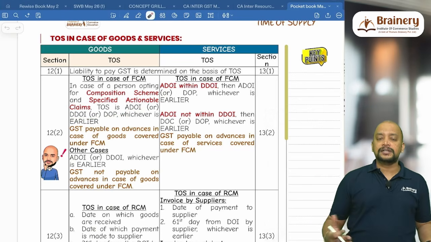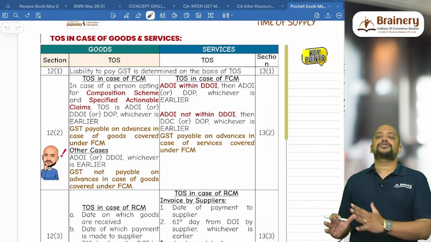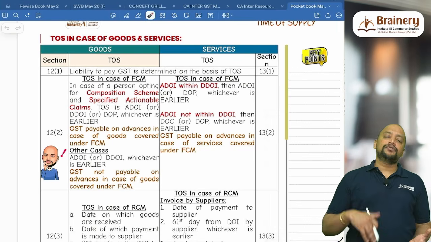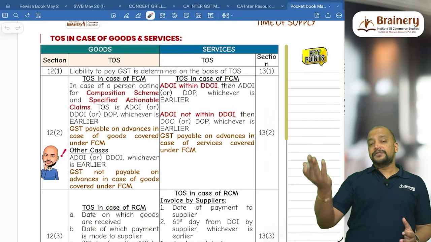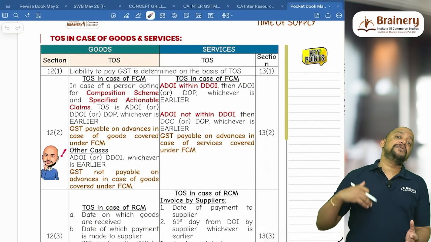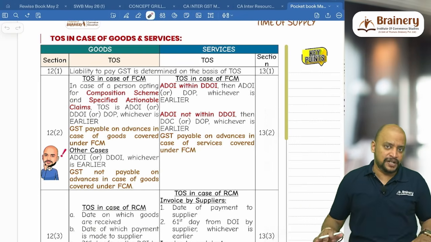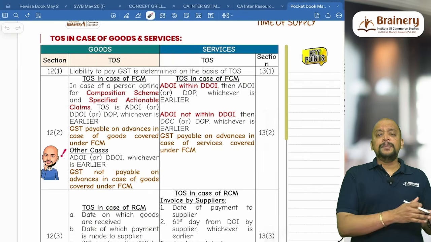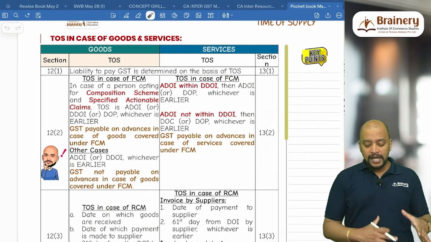What about the others? Other than composition scheme or specified actionable claim, only the due date of invoice or actual date of invoice, whichever is earlier, which means that the date of payment is irrelevant. Therefore, even when the payment is already received, the date on which they are required to give the invoice or the date on which the invoice is actually given will only be taken, and the payment date is irrelevant. Which means GST is not payable on advances, whereas a person opting for composition scheme and specified actionable claim is required to pay GST on advances.